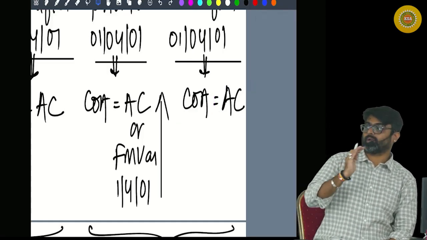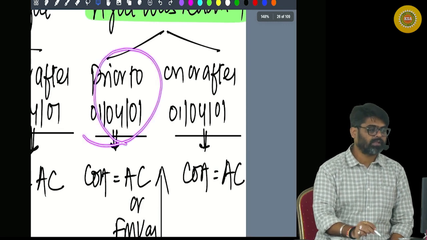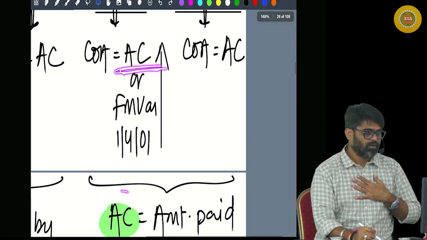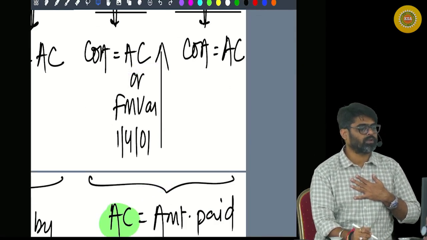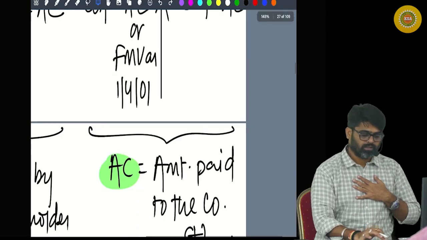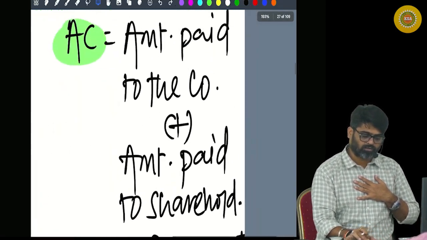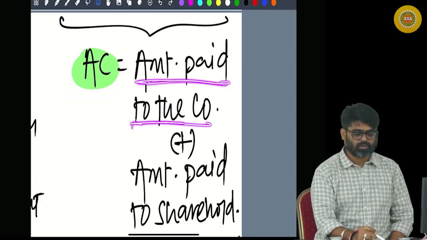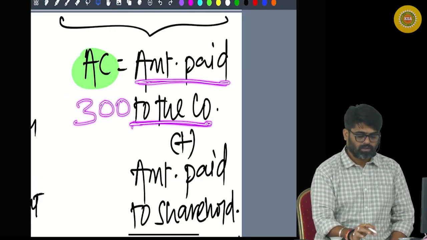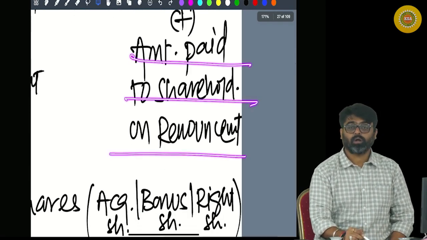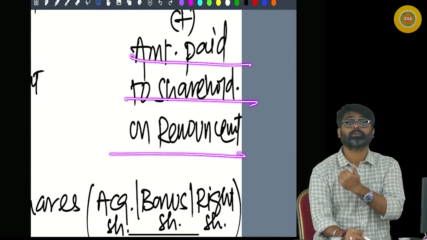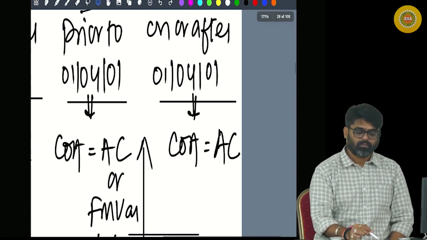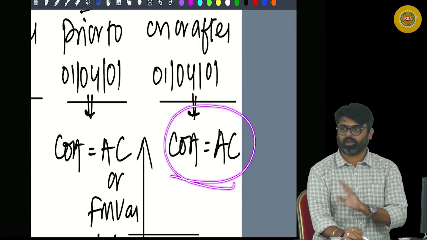And if I acquired the right shares prior to 1st April 2001, even I will get that option: my actual cost or fair market value as on 1st April 2001, whichever is higher. Sir, in your hands, what will be the actual cost? The amount which I paid to the company, how much? And the amount which I paid to you on renouncement to get the right, how much? 50. So what will be my actual cost? 350. That will be my cost of acquisition.